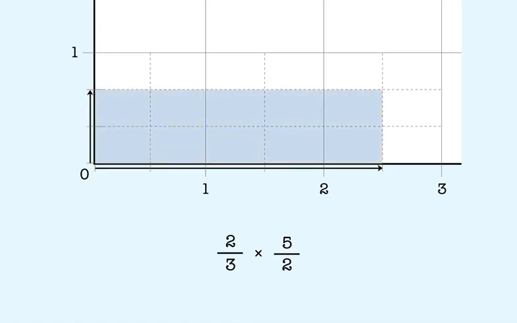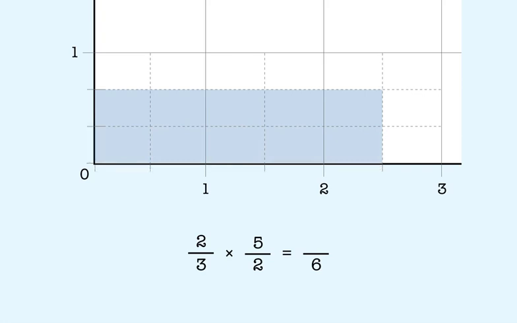So now we have whole units that have 3 parts times 2 parts. So we have 6 parts in each whole unit. This means the denominator in the answer is 6. To find the numerator of the answer, we count 2 parts times 5 parts. So there are a total of 10 parts counted in the array. This means the numerator is 10.